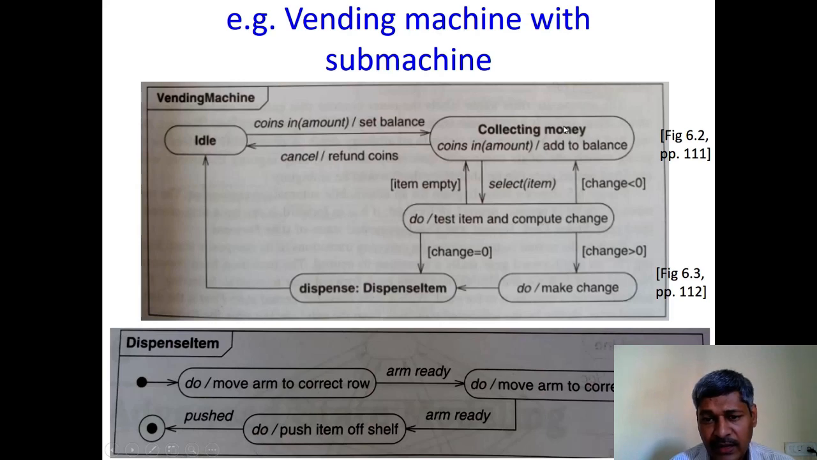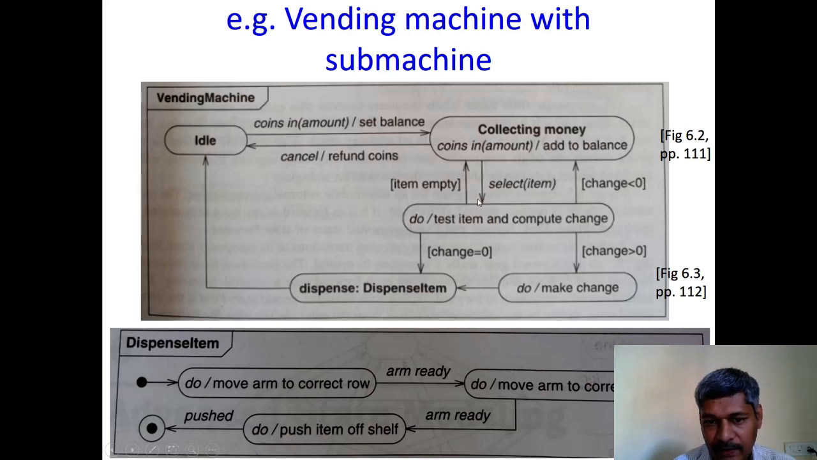And then, say for example, after a certain time, if you feel you have enough money, you can select the item. So selecting item is the event which is happening. Then you are moving to a state where you are doing the do activity: test item and compute change.